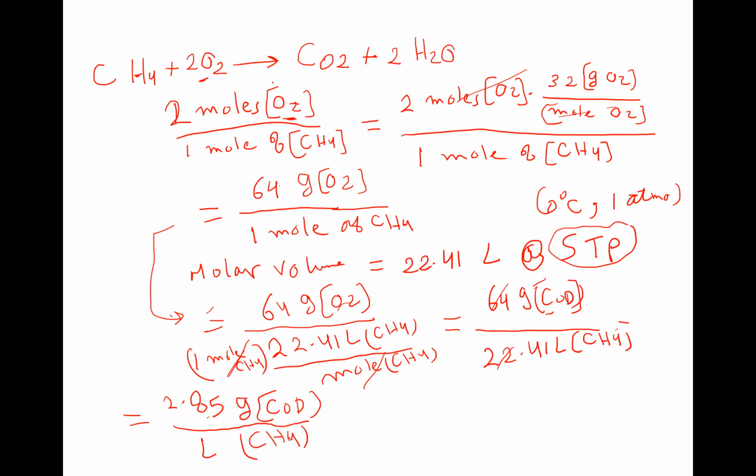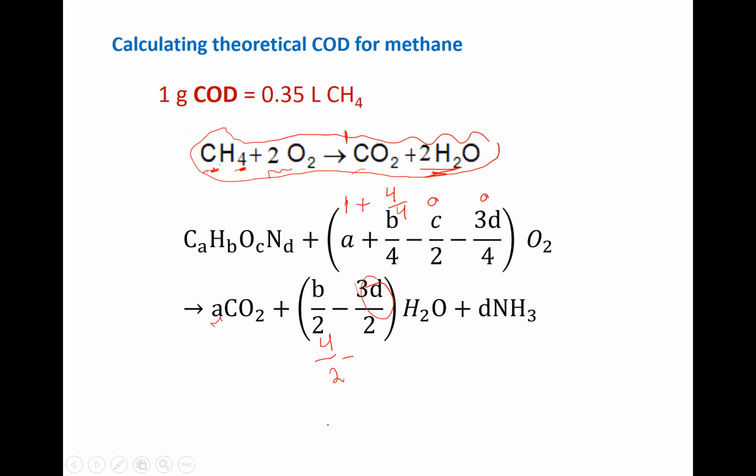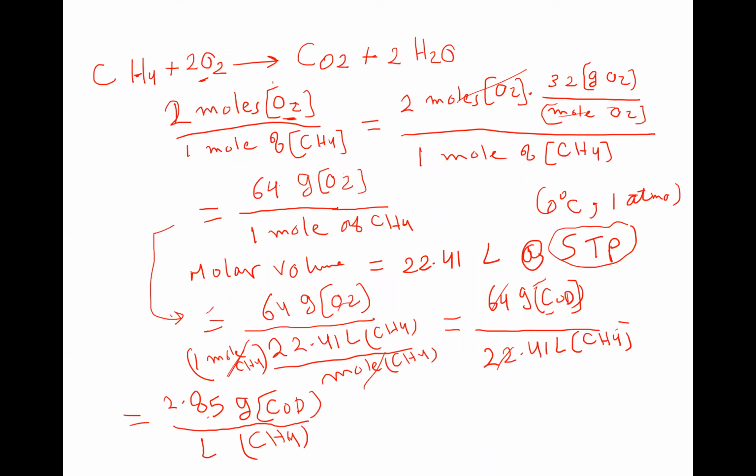Okay, again, what does this also mean? This is basically mass of COD per liter. In our case we need how much liter of methane per gram of COD. Basically, if you reverse this one, this also gives you the fact that 0.35 liter of methane is equivalent to 1 gram of oxygen or 1 gram of COD.